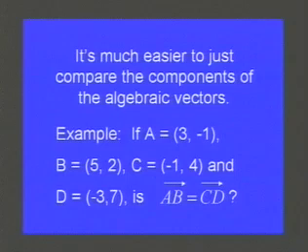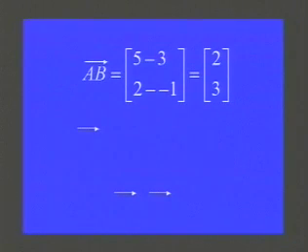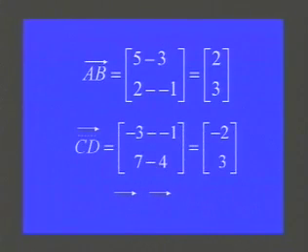Okay, so if I wanted to do AB, I'd do 5 minus 3 and then 2 minus -1. So I get (2, 3) for AB. Now for CD, I again do the D component minus the C component. So I do -3 minus -1, 7 minus 4. I get (-2, 3). Are they the same? No. (2, 3) is not equal to (-2, 3). So AB is not equal to CD. Pretty simple, right?